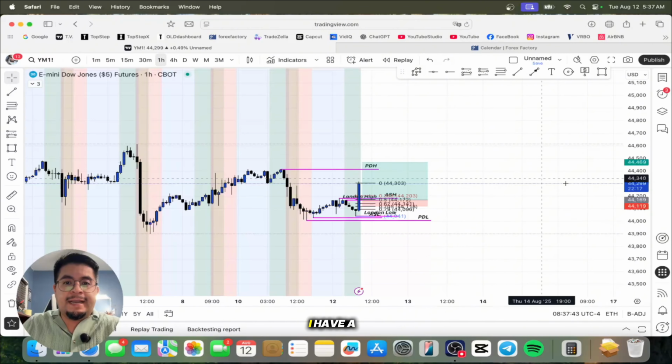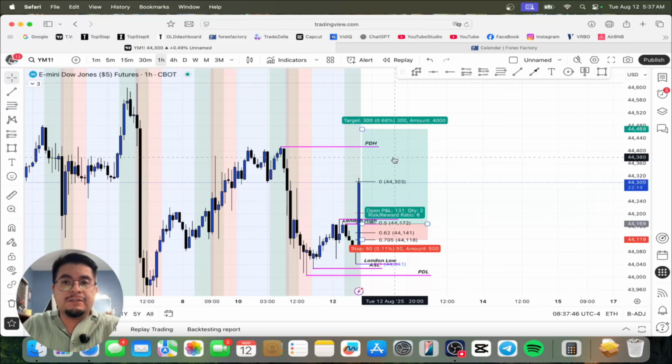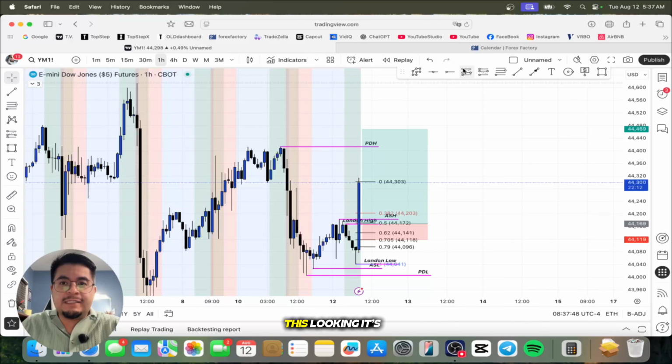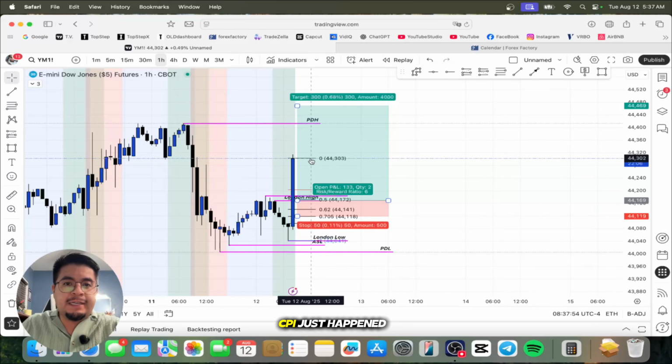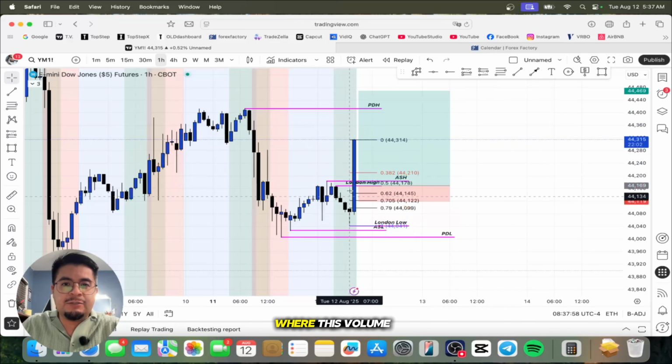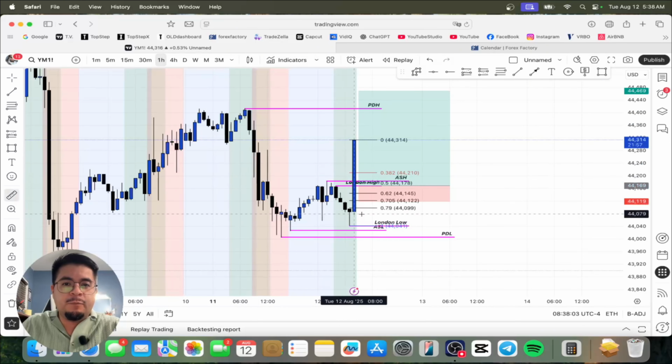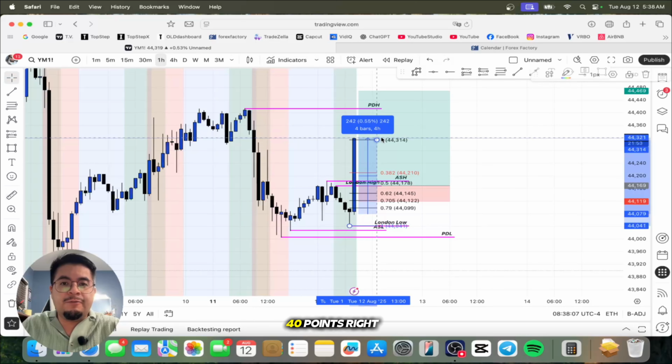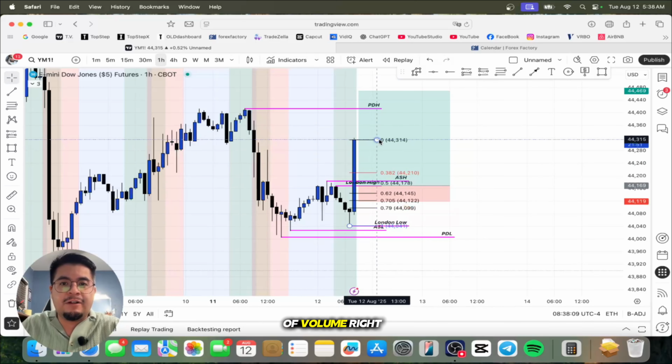Right here, guys, I have a tool that's called a risk to reward tool going long. It's this icon. It's called the long position, and there's one called a short position. CPI just happened earlier today at 5:30 a.m. Eastern Standard Time. So this is where this volume is coming in from, right? There's a lot of volume. It already moved when news came out, 240 points, right? That's a lot of volume, right?